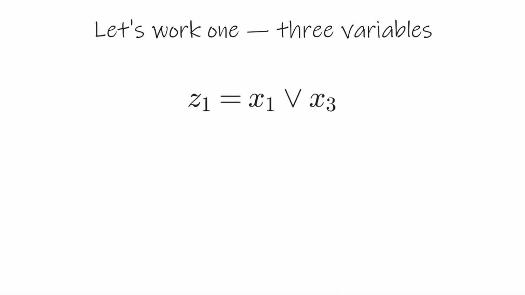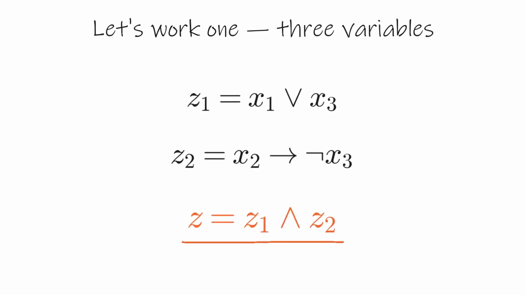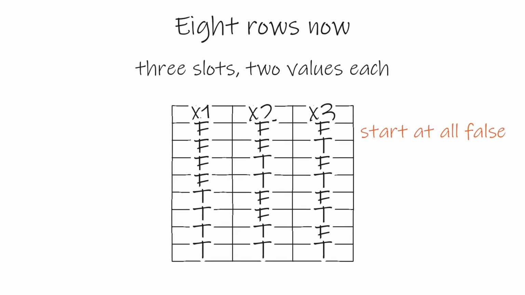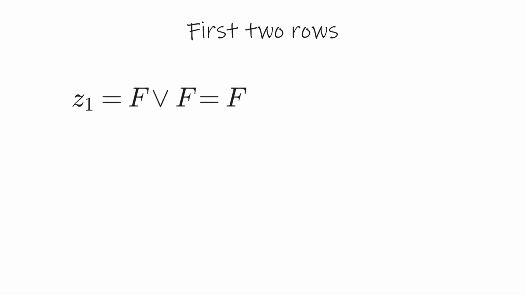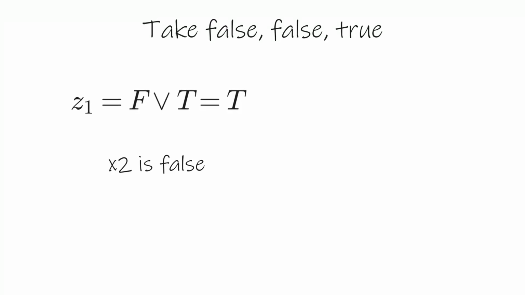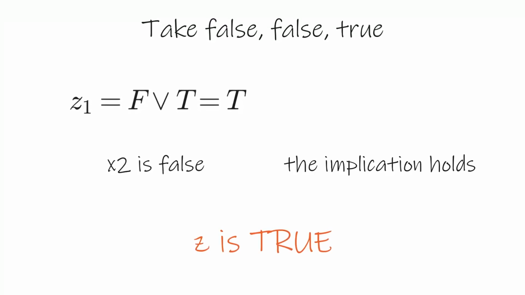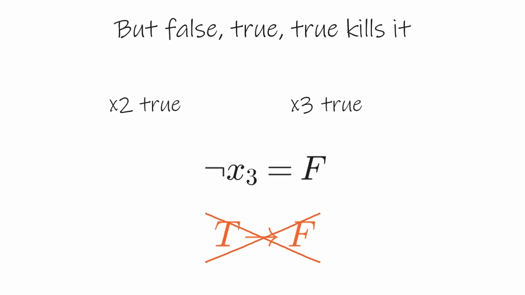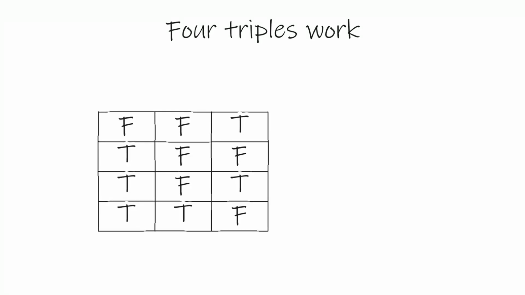Let's work one. Three variables. z1 is x1 or x3, z2 is x2 implies not x3, z is z1 and z2. 8 rows now, 3 slots, 2 values each. Start at all false and count up with me. All false, z1 is false, so z is false. Same for false, true, false. Take false, false, true. z1 is true, x2 is false, the implication holds, z is true. But false, true, true kills it. x2 true, x3 true, so not x3 is false, true implies false. Keep going and you land on 4 triples that work.